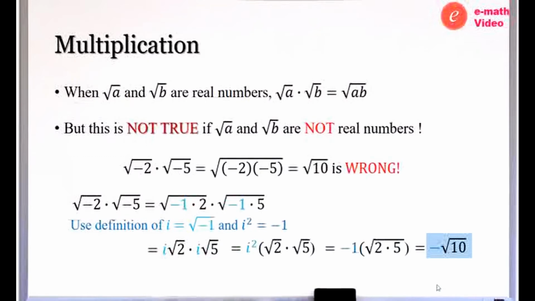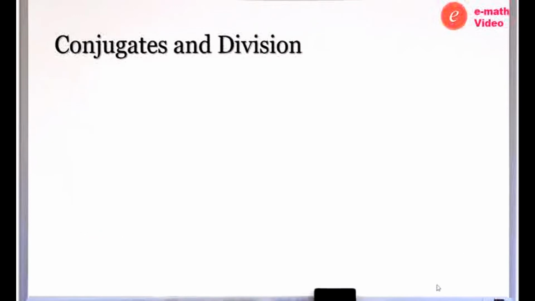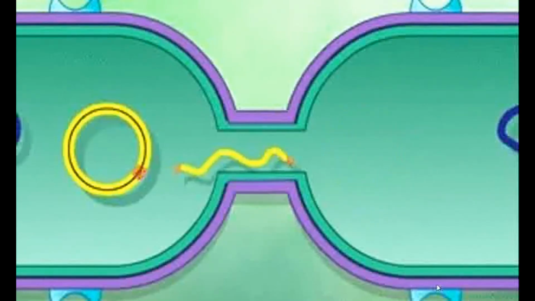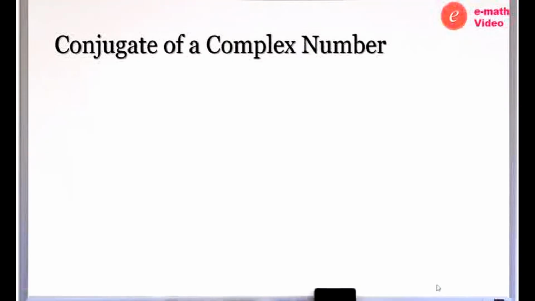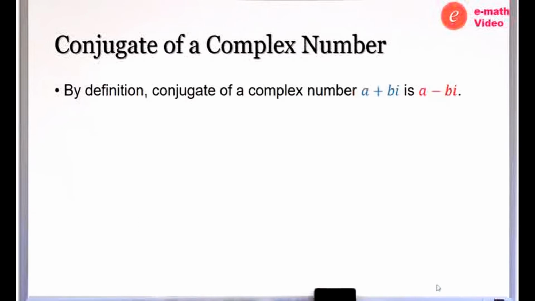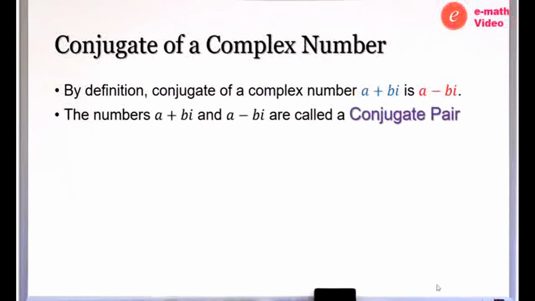Before we go back to quadratic equation, we have to understand conjugates and division in complex world. Maybe not this conjugation in biology. I mean, conjugation of a complex number. By definition, conjugate of a complex number a plus bi is a minus bi. Together, they are called a conjugate pair. What is it for? Not like they can reproduce.